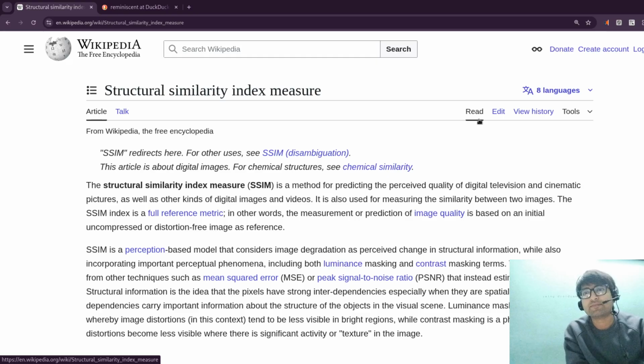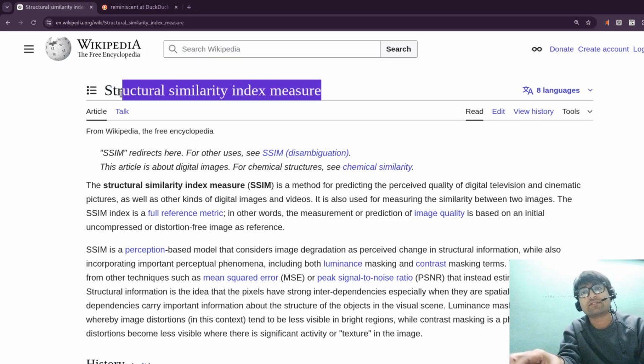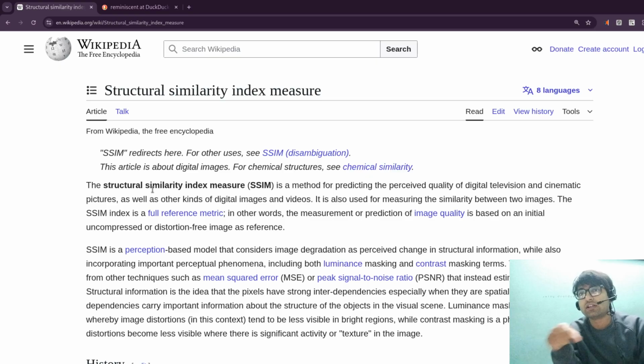SSIM, which is the structural similarity index measure. It is a metric which is basically used in image processing. Let's read it now.